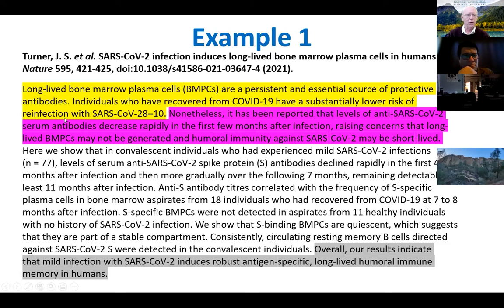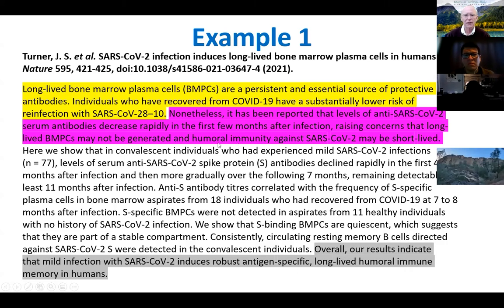Yellow is the first part of it where we've talked about the background. So we know that there's bone marrow plasma cells. We know that they have antibodies. We know that individuals recovered from COVID-19 have a substantially lower chance of reinfection. So all this stuff is known before you started your research. So what's the problem? Well, here in pink, we have the problem. Serum antibodies decrease rapidly, and then there may be problems with generating long-term immunity.